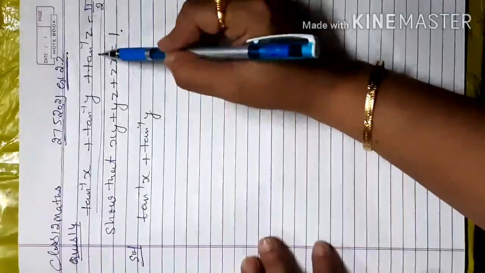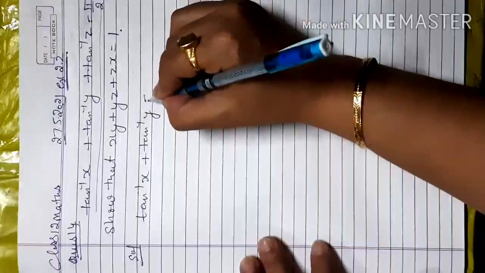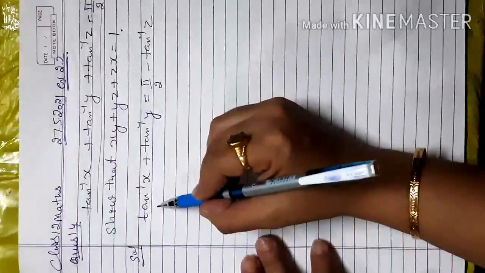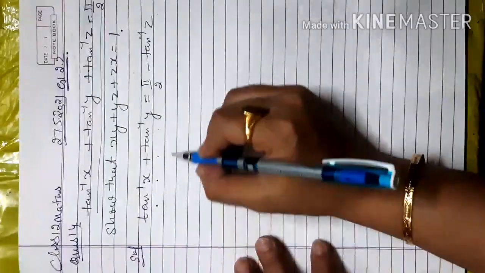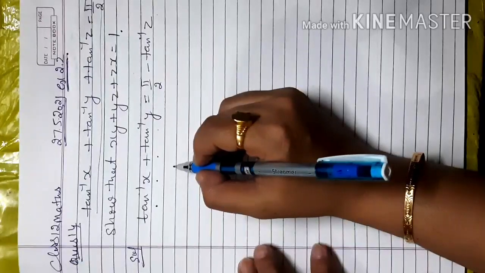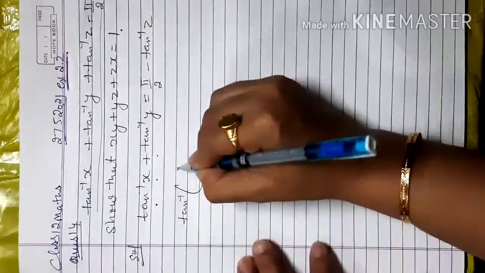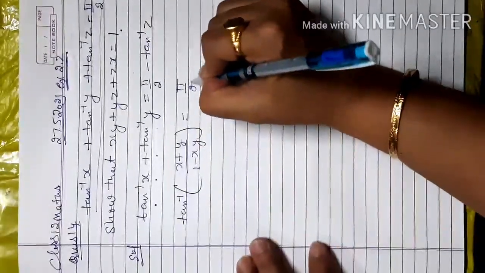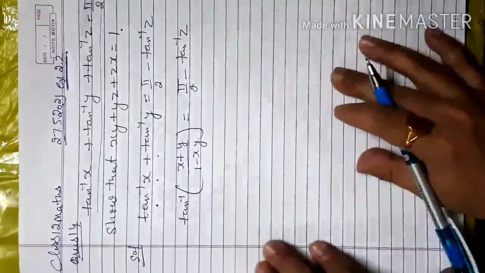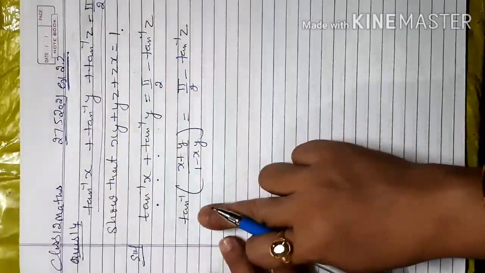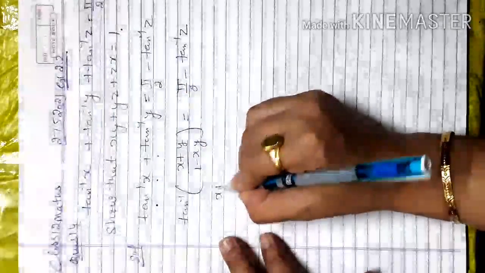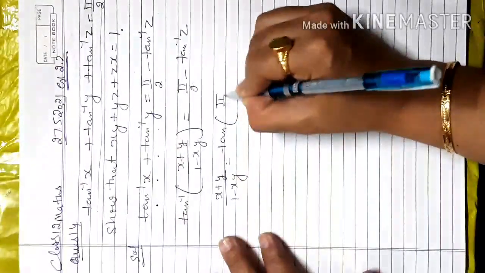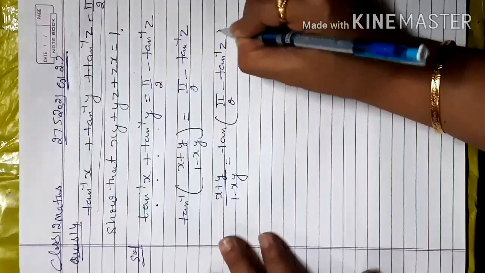So in this equation, first I will shift tan inverse z to the other side. That becomes pi by 2 minus tan inverse z. And here for tan inverse x plus tan inverse y, I apply the formula: tan inverse x plus tan inverse y is tan inverse of (x plus y) upon (1 minus xy). And this is pi by 2 minus tan inverse z as it is. Now I shift this tan to this side. So what will be left? (x plus y) upon (1 minus xy) is equal to tan of (pi by 2 minus tan inverse z).